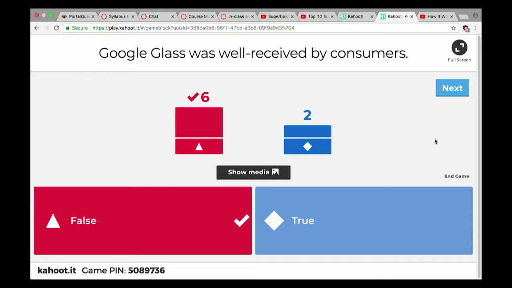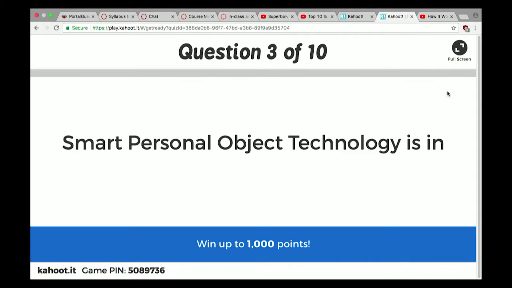Okay, six people got it right again. So yes, Google Glass was very poorly received by consumers. So that one was false. Nobody liked Google Glass and it's pretty much gone away.